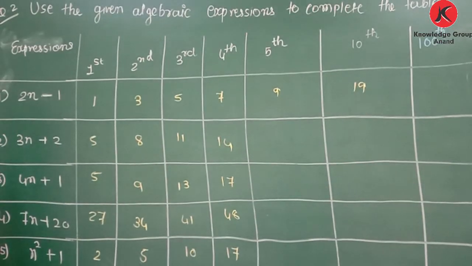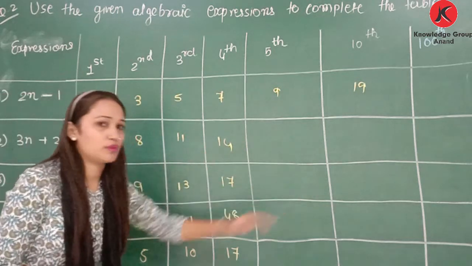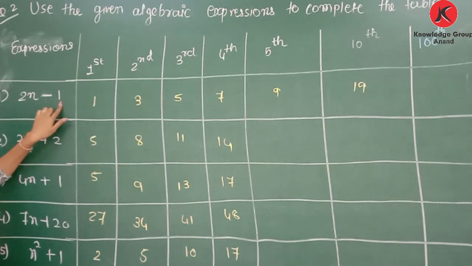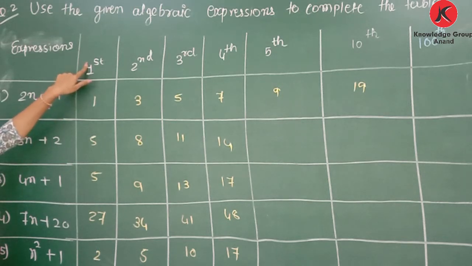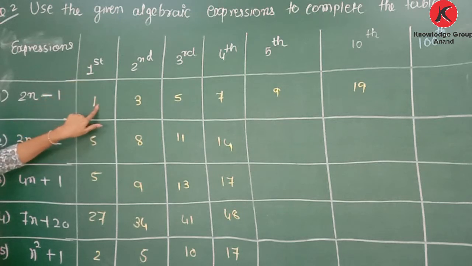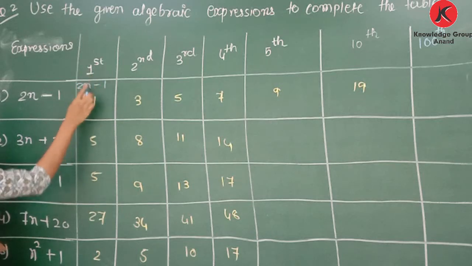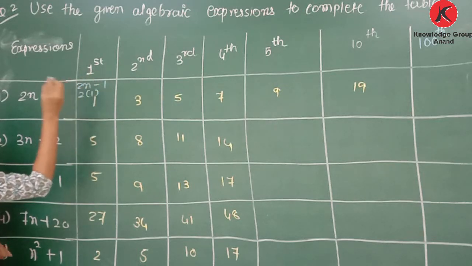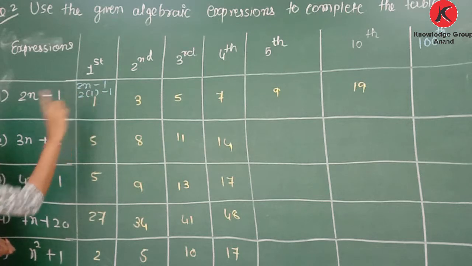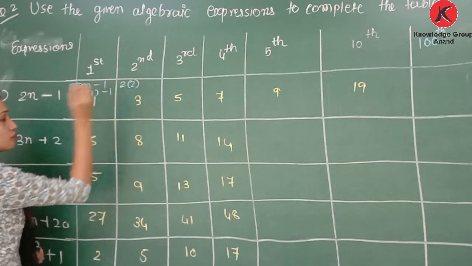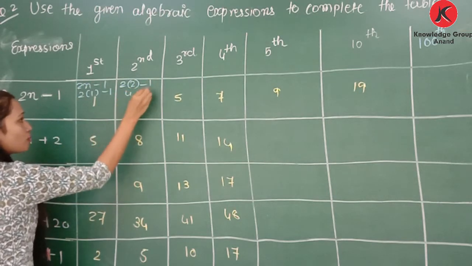Now question number 2, use the given algebraic expression to complete the table. So here this table is given and you need to fill this table. So how can you fill this? First expression is 2n minus 1. For the first term, n is equal to 1. Writing this in the expression 2n minus 1, 2 multiply 1 is 2, minus 1 is 1. For the second term, it is 2 multiply 2 minus 1, so that is 4 minus 1, 3.